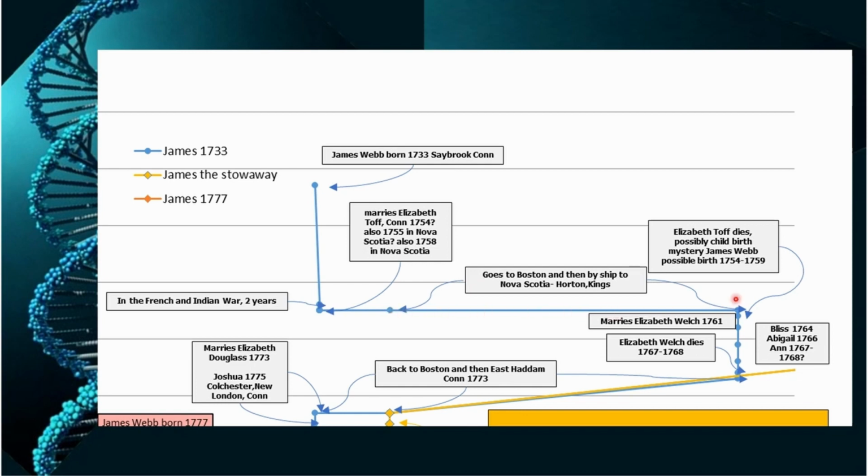So now there's a mystery, but the possible birth is now between 1754 and 1757. In Nova Scotia, there are marriage records that he marries Elizabeth Welch. Okay, Elizabeth Toff shows up, but we don't know that she's married to our James Webb. It's just some James Webb, but I'm suspicious. He marries Elizabeth Welch. They have Bliss, Abigail, and Anne. Possibly at the birth of Anne, we have the death of Elizabeth Welch, or a few months later.